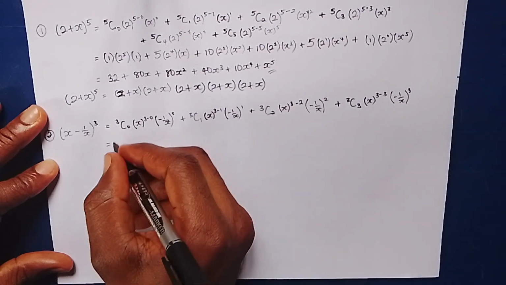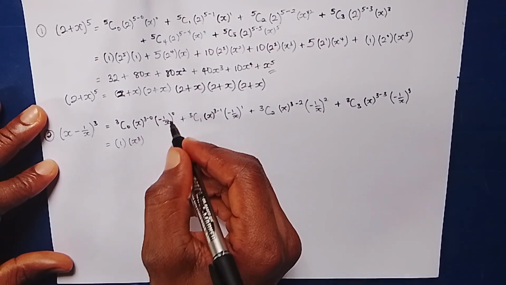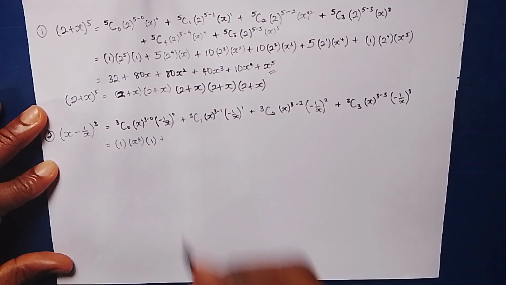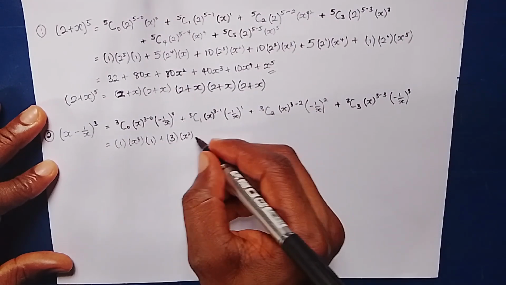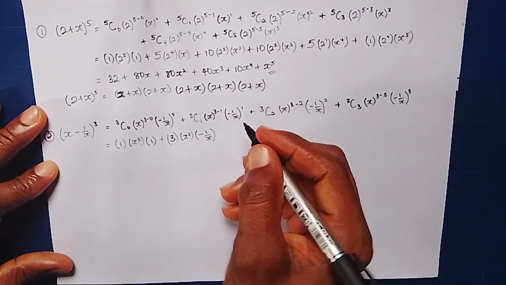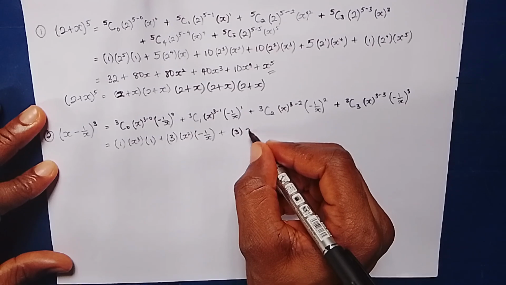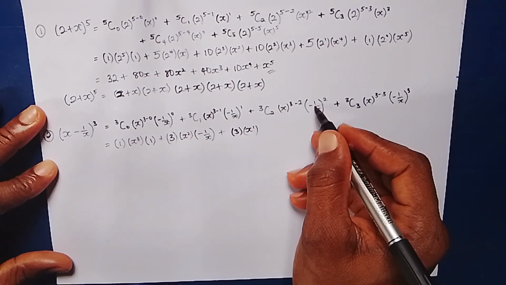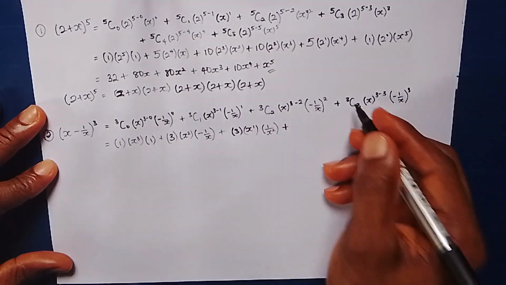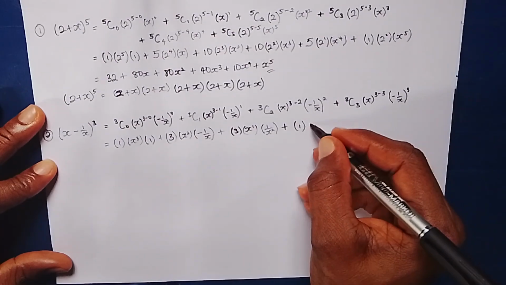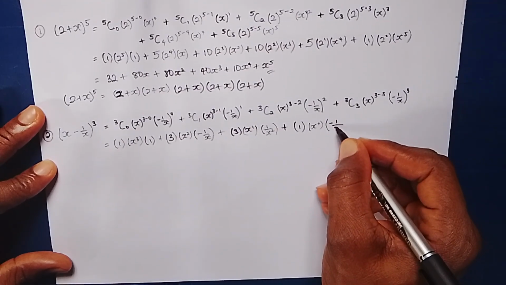Now we've already established that 3 combination 0 is 1. Then 3 minus 0 is 3, so we have x cubed. This raised to power 0 is 1. Plus 3 combination 1 is 3, 3 minus 1, we have x squared, and then we have minus 1 over x raised to power 1. Plus 3 combination 2 is 3, x raised to power 1, that's 3 minus 2, and then minus 1 over x all squared is equal to 1 over x squared. Plus 3 combination 3 is 1, then 3 minus 3 is 0, so we have x raised to power 0, and minus 1 over x raised to power 3 is equal to minus 1 over x cubed.